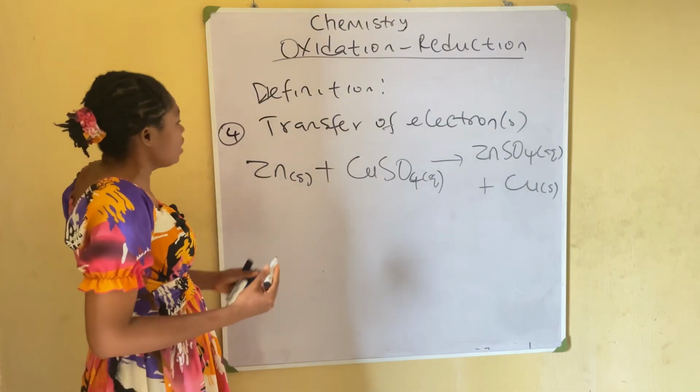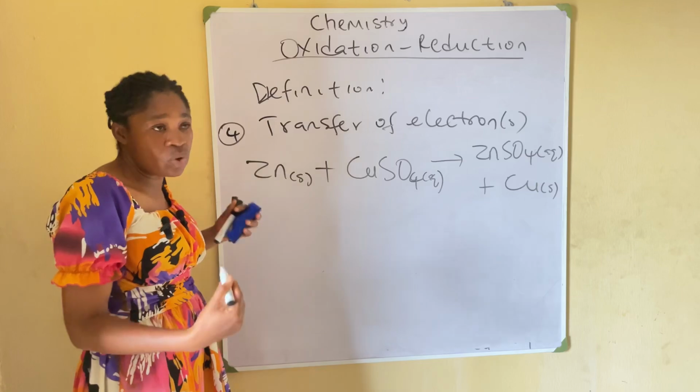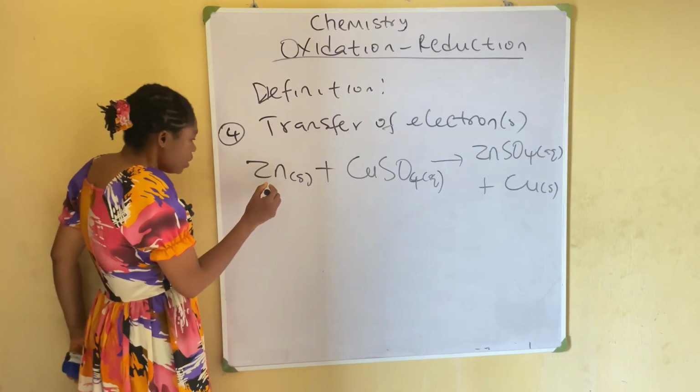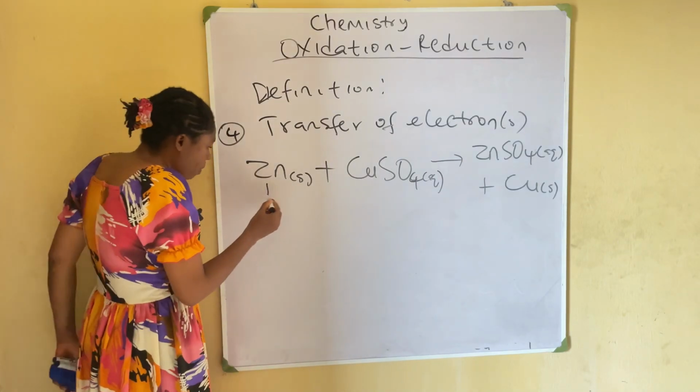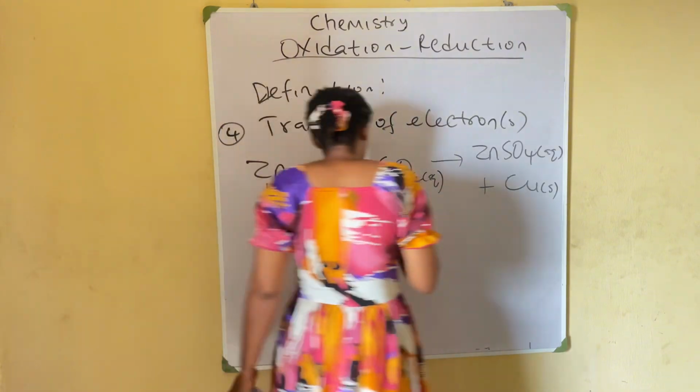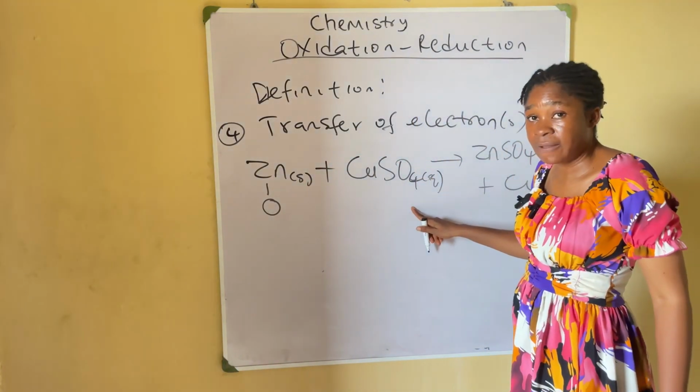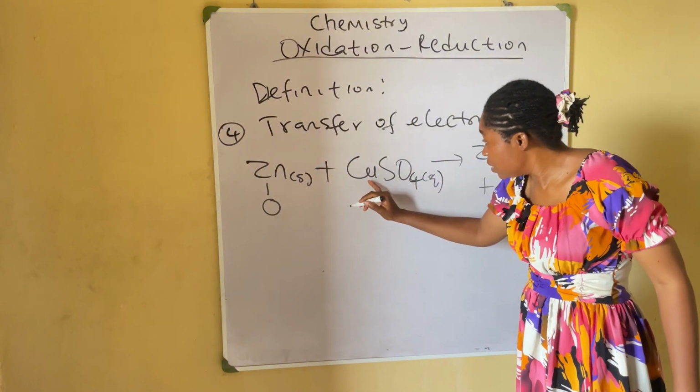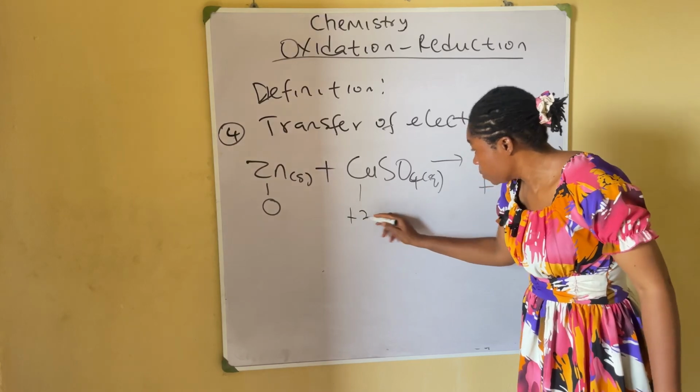Let's look at oxidation number. If you ask which one is the reducing agent or oxidizing agent, just do your oxidation number calculation. Here, zinc is alone. Oxidation number is 0. This copper, if you calculate it, this copper will be +2.